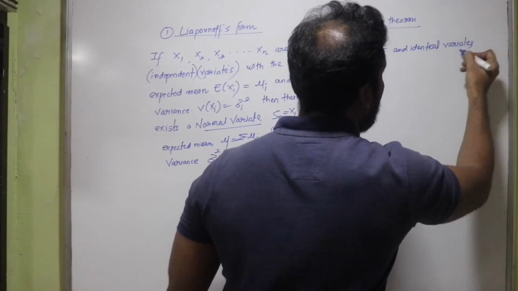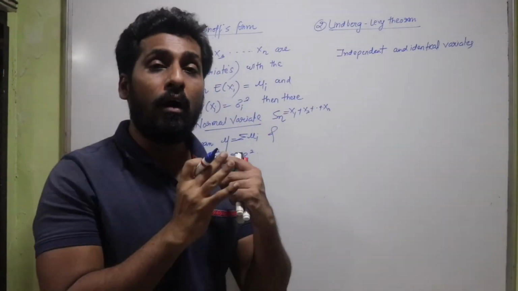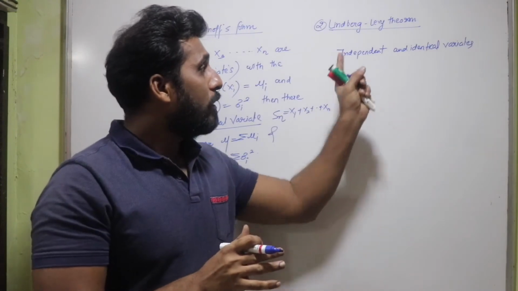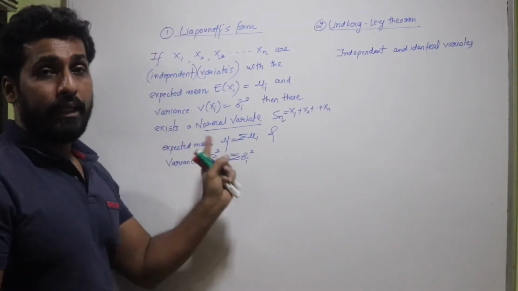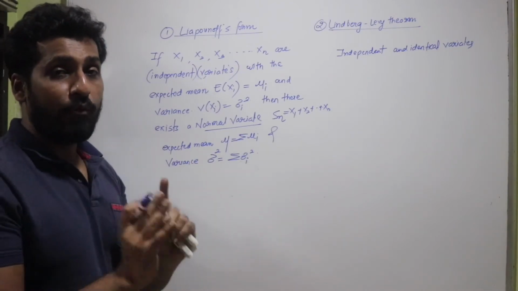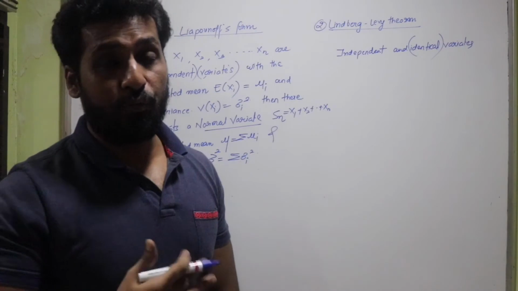Now again you need to understand what is the basic difference between identical and independent variates. Independent variates is again the same thing that we have already seen. What is the meaning of identical variates is what we need to understand.